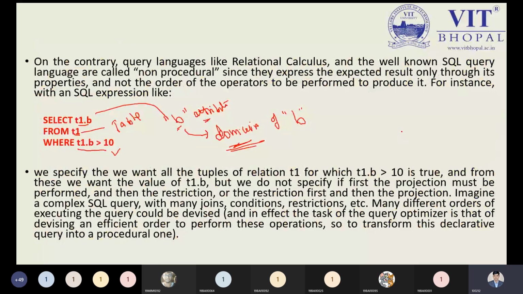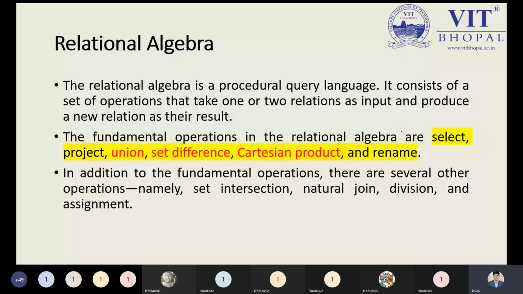So I'm just leaving this slide for understanding purposes. But we need to look at the relation algebra. That is the most important part, because in the examination or in most cases, relation algebra will be asked. Okay, so from this point, I am going to start my important topic, that is the relation algebra.